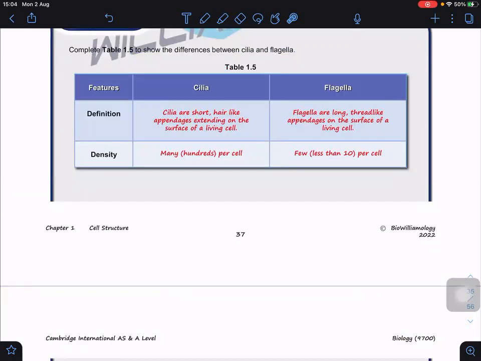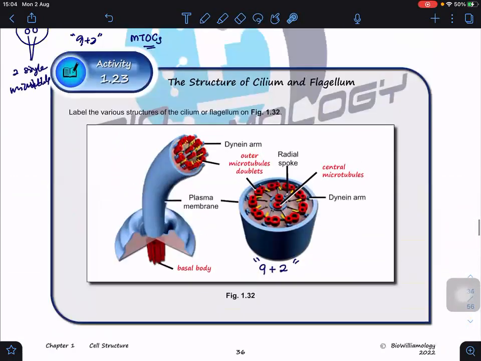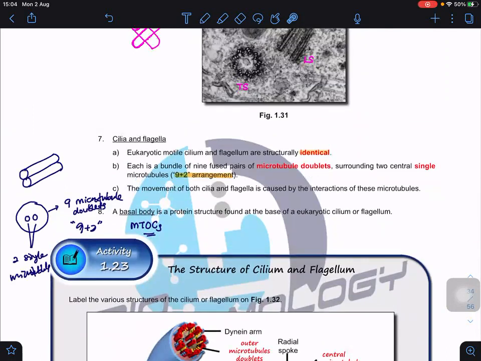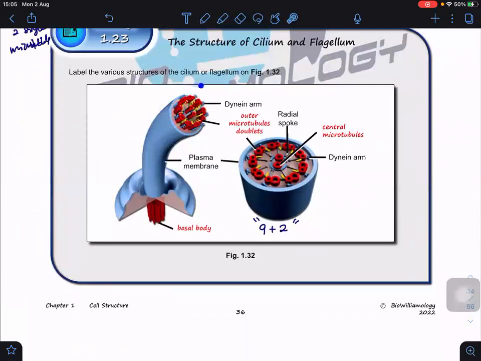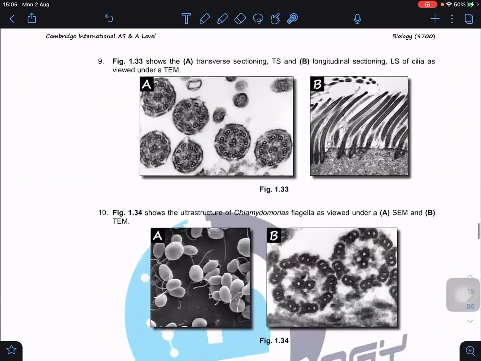So I repeat again, for cilia and flagella, what we need to know. Summary: first, cilia and flagella are identical in terms of structure. All of them are arranged in a 9+2 arrangement, so they have microtubule doublets surrounding two single microtubules. How many microtubule doublets? 9 of them. Who organizes the microtubules to form cilia or flagella? The MTOC, known here as the basal body. In terms of structure, cilia are many, flagella fewer. The density is not so high.